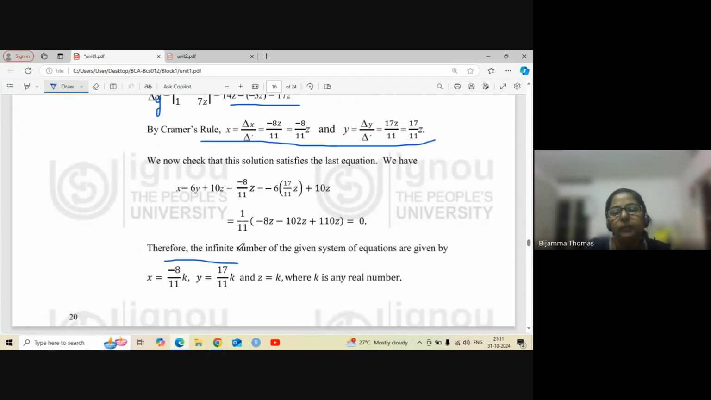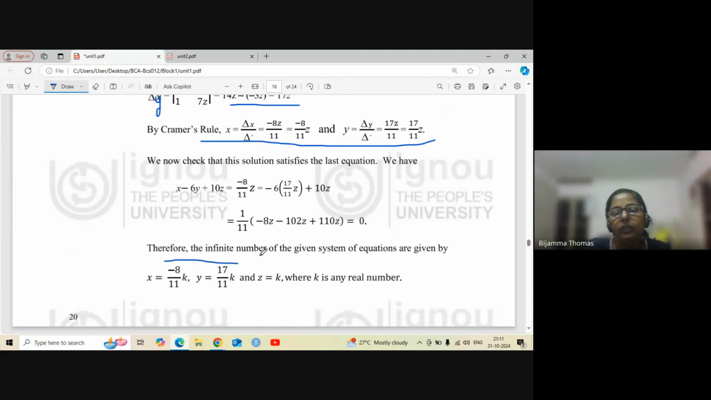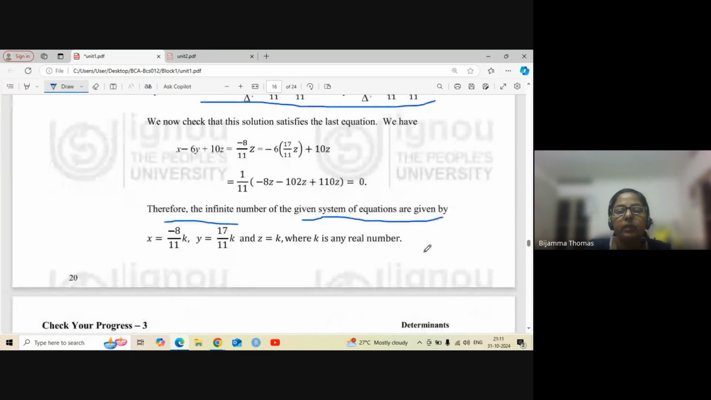Now see, conclude. Therefore, the infinite number of solutions of the given system of equations are given by, see, we put z equal to k, so our x will be minus 8 by 11k, y will be 17 by 11k, and z equal to k, where k is any real number.